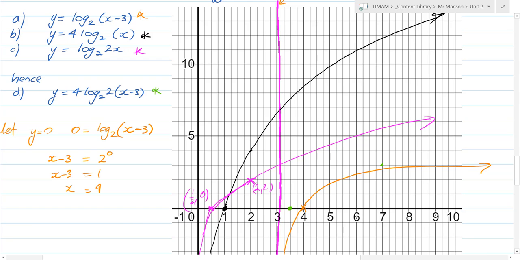Because of the 4, sorry. 4 times 3, so it'll be 12 up here. That makes it better. So that's quite steep, and it looks like that.